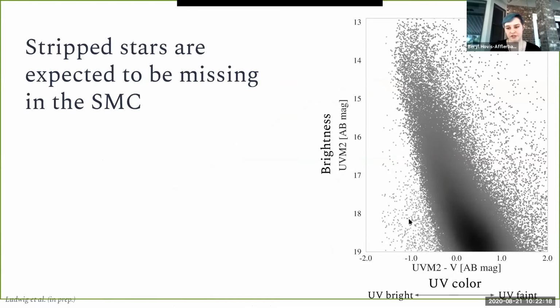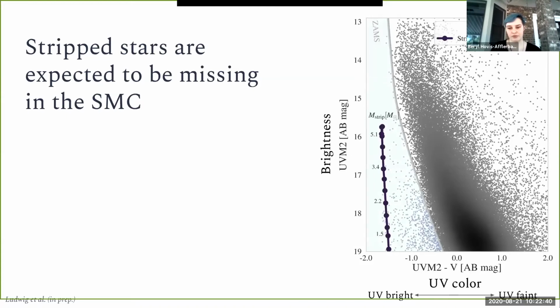This is a color magnitude diagram showing observations of stars in the small Magellanic Cloud, with their brightness as well as their UV color. Stripped stars are expected to be very UV bright, so we expect them to lie to the left, bluewards, of the main sequence. These models of stripped stars reaching up to 7 solar masses lie in that area.